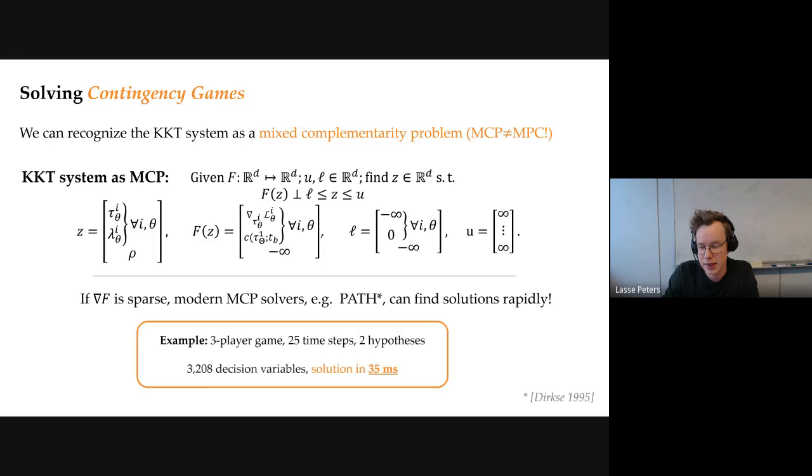scary. So what do I mean by solving these problems quite rapidly? For example, for a 3-player game with 25 time steps and 2 hypotheses, so that's over, I think, 5 seconds of prediction, we would synthesize a mixed complementarity problem with about 3,000 decision variables, but we can still solve this within 35 milliseconds in our fairly unoptimized research implementation of this method.